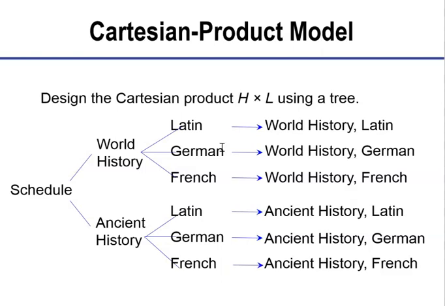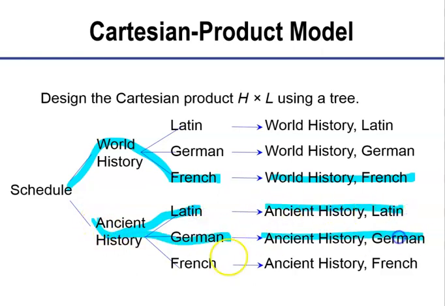And then there would be your schedule, world history and Latin, by following the branches, or world history and German. Or, again, you follow the branch, world history and French. Or you could go ancient history Latin, ancient history German, or ancient history French. Right? How many outcomes do we have? Looks like 6 to me.